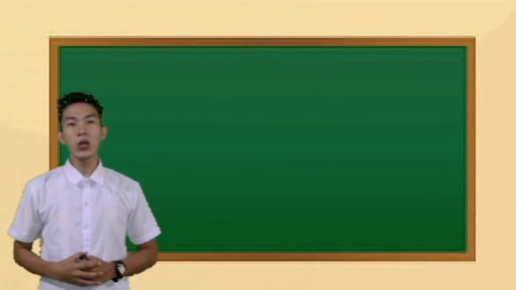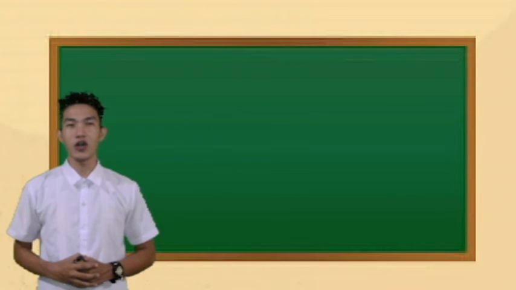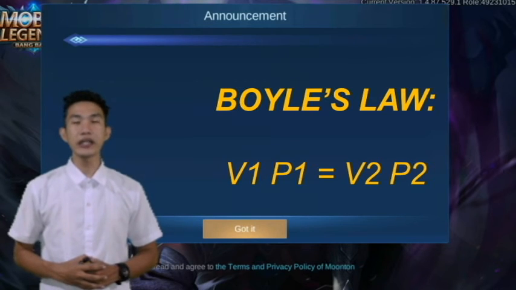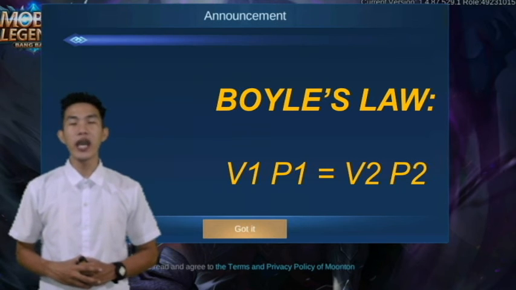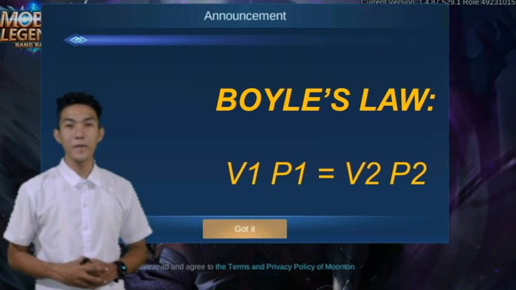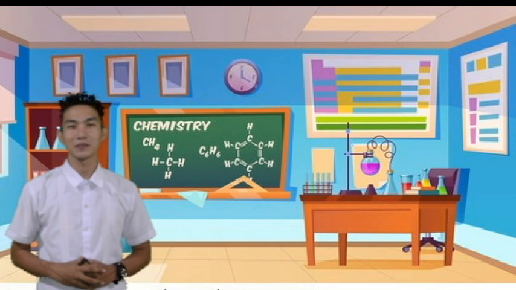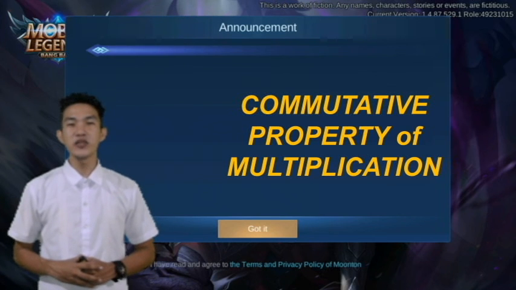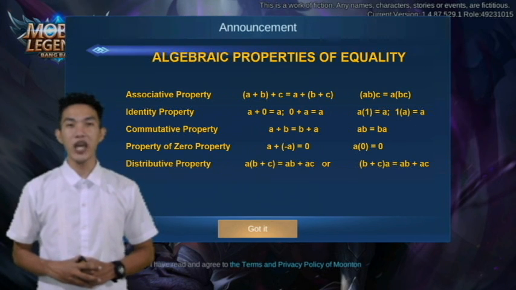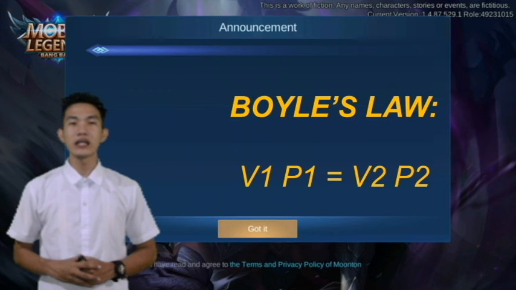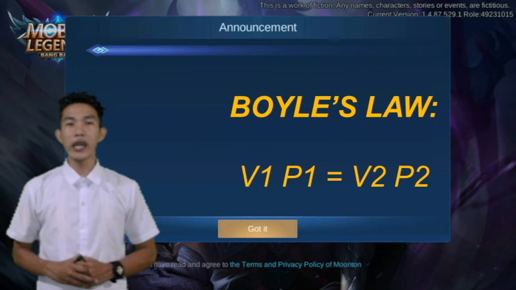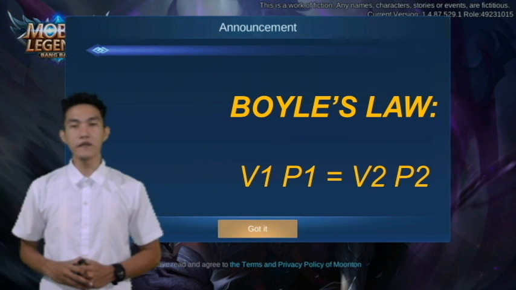Now, take a look at the equation of Boyle's law. If you're going to relate it in your math lesson, what kind of algebraic expression is the equation of Boyle's law? Correct. That is a commutative property of multiplication. V1 times P1 is equal to V2 times P2, which is an example of the algebraic properties of equality.